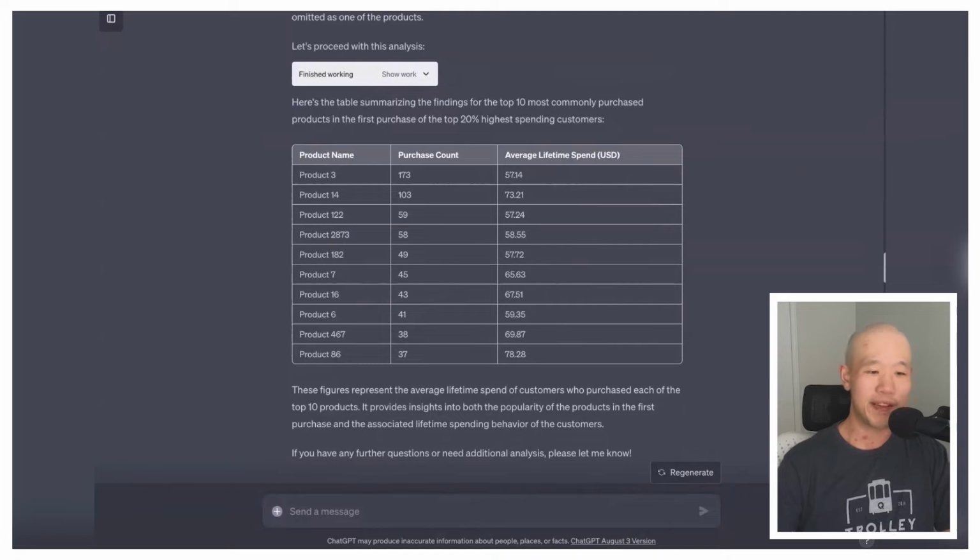Something that's sticking out to me here is that product number 14, the average lifetime spend is one of the highest here with a little bit more significant data than product 86. That's really cool to see because that means that if I want to scale my new customer acquisition, product number 14 may be a product that I want to pay more attention to because it's leading to higher LTV outcomes.